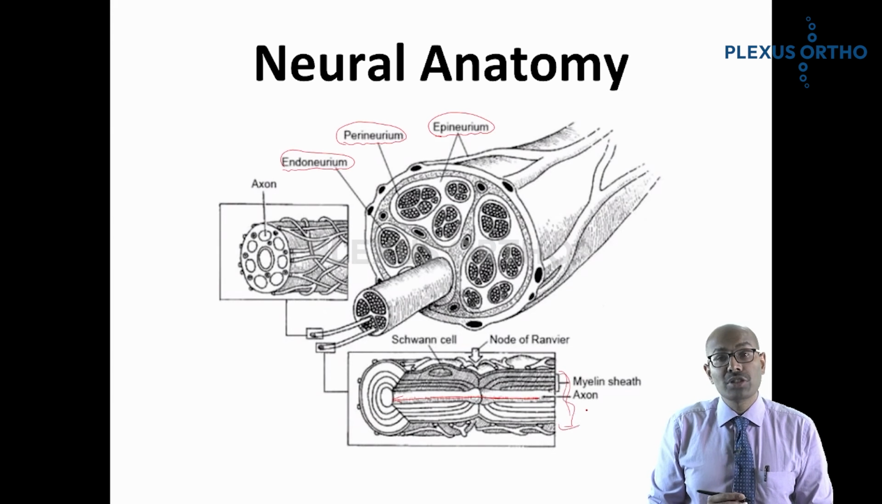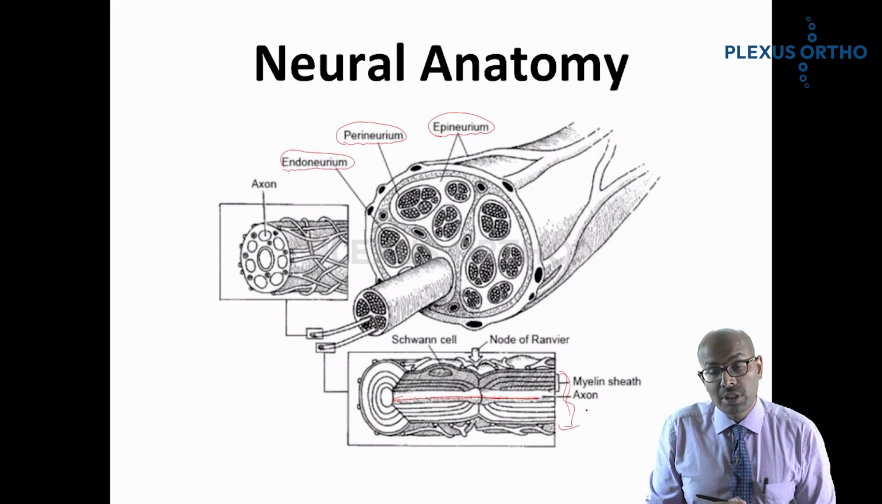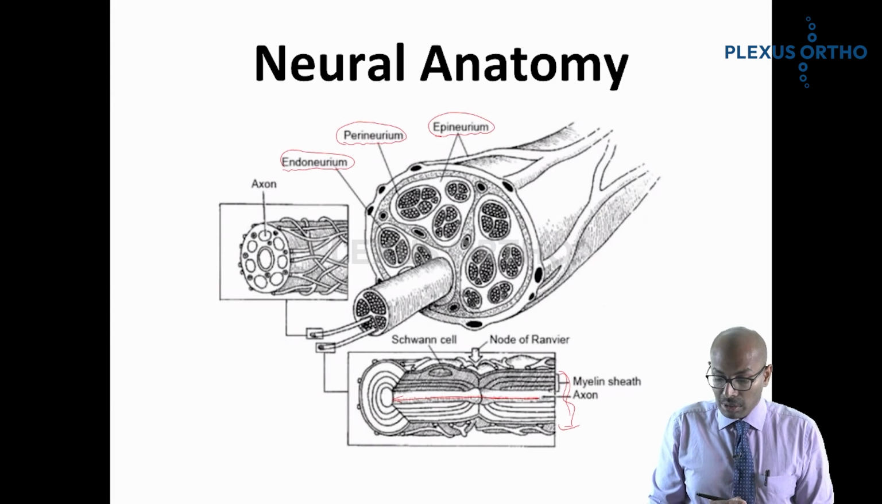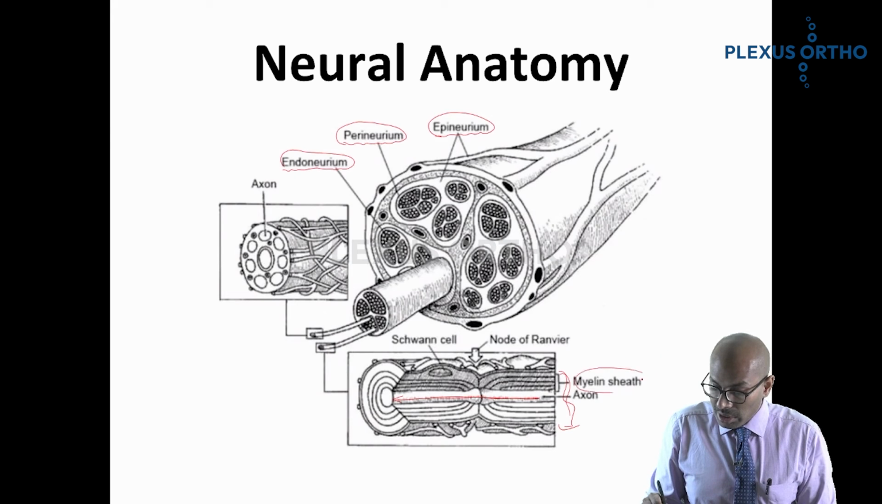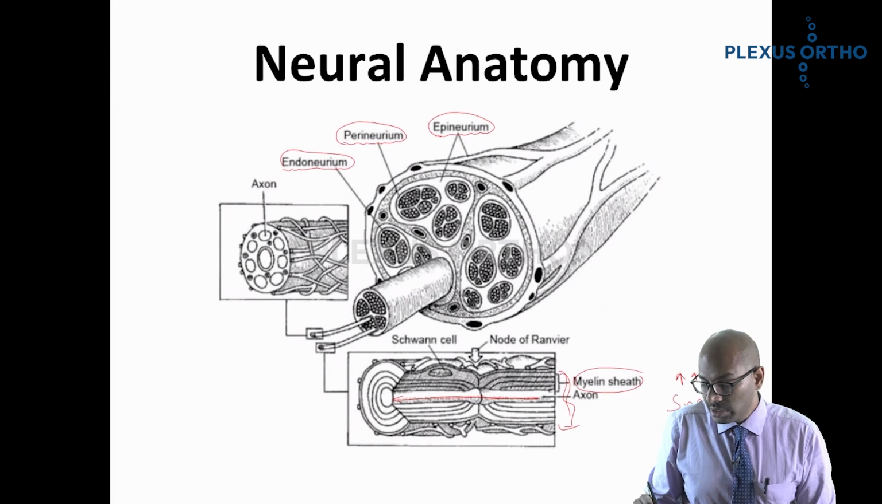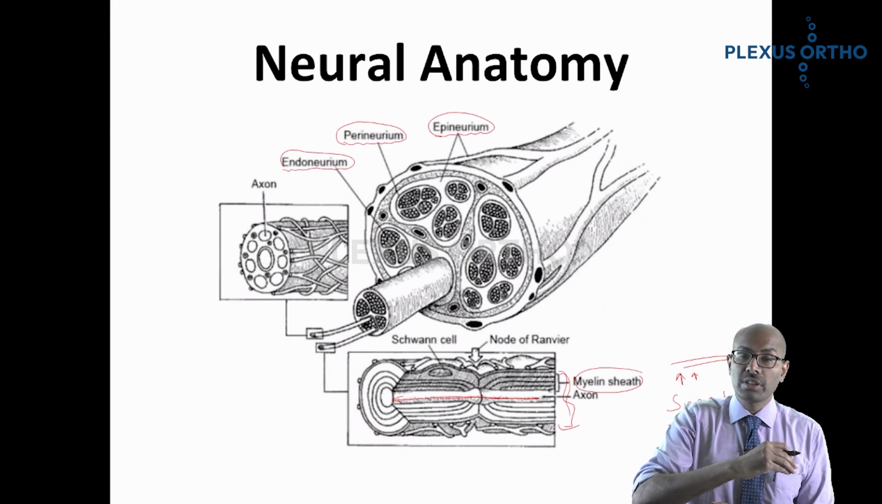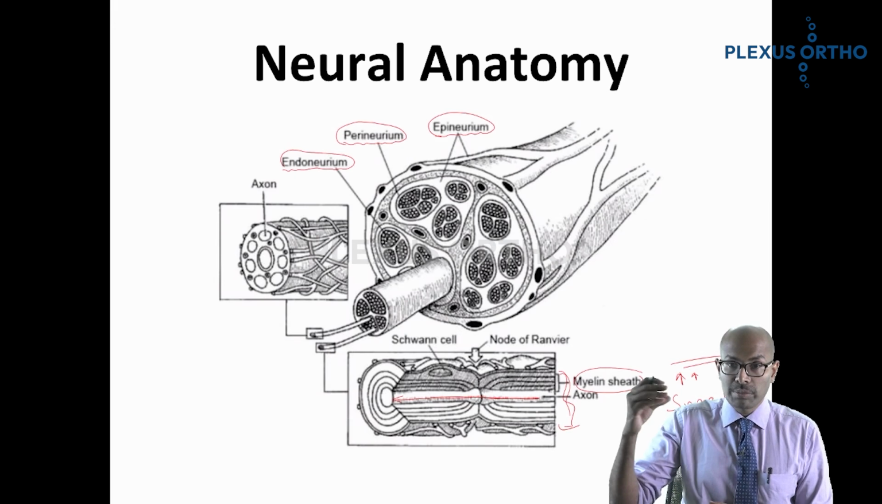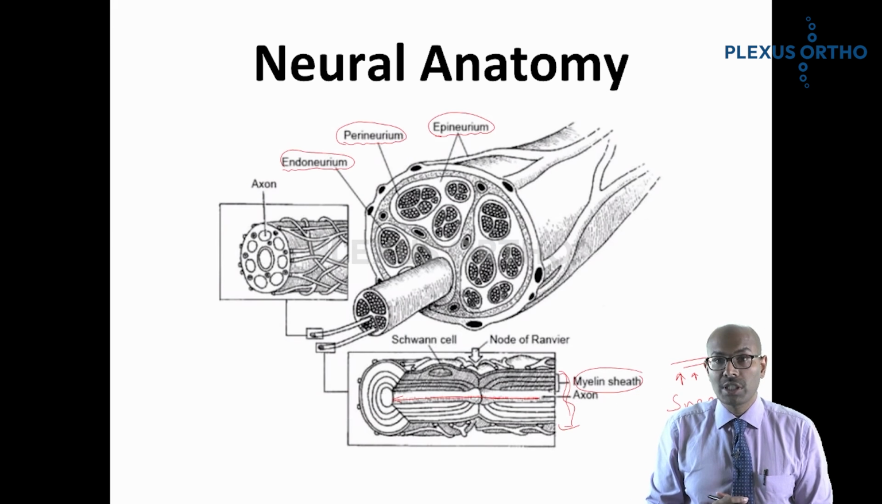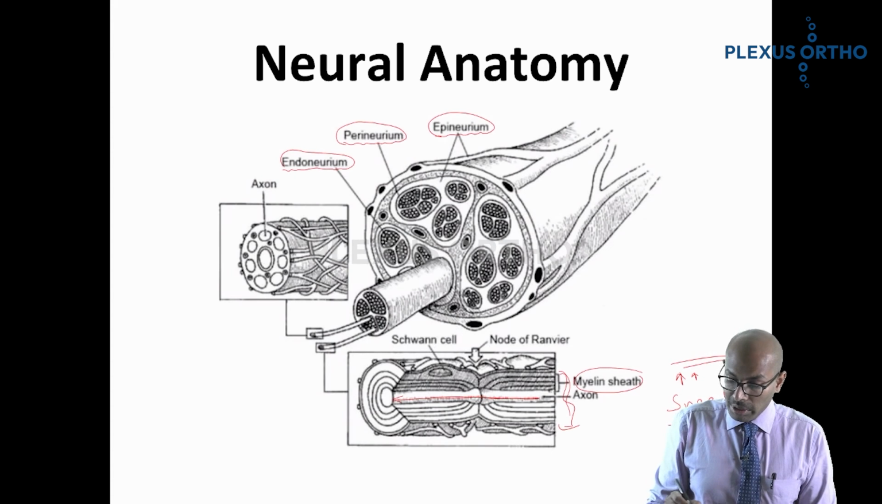How is this myelin sheath formed? Myelin sheath is formed by a Schwann cell. Why is this myelin sheath important? This myelin sheath increases the speed of conduction. So therefore, the speed at which the nerve conducts the electric potentials from the cell body are hastened by the myelin sheath. And how are these produced? They are produced by Schwann cells.